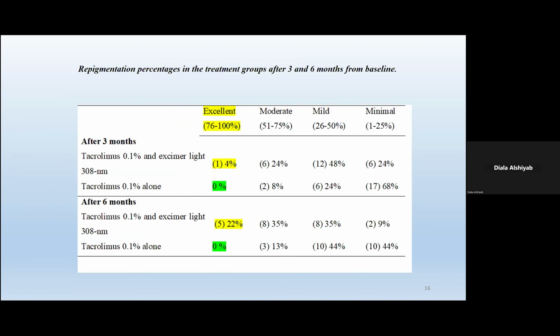Also, when we assessed the excellent, moderate, and mild responses, we saw some patients with excellent response when we used the combination of treatment. After 3 months, one patient showed excellent response versus 0 patients for the tacrolimus group alone. And after 6 months, 22% of patients with the combination of excimer light and tacrolimus showed excellent response, again versus 0 excellent responses for tacrolimus alone. So it is not only better improvement, but also the response rate and the percentage of improvement are better.